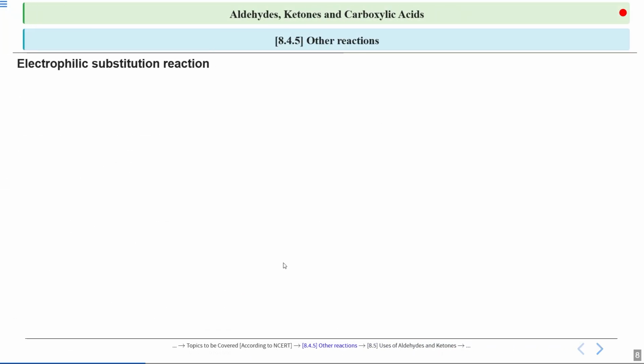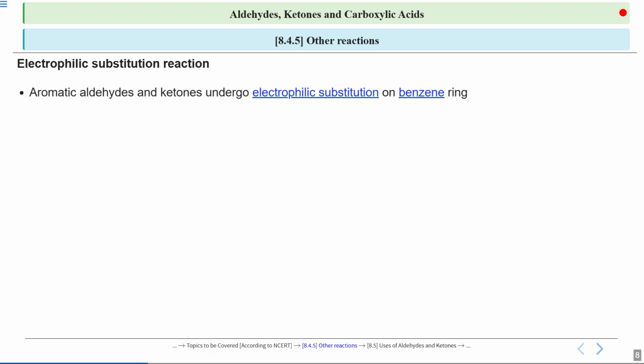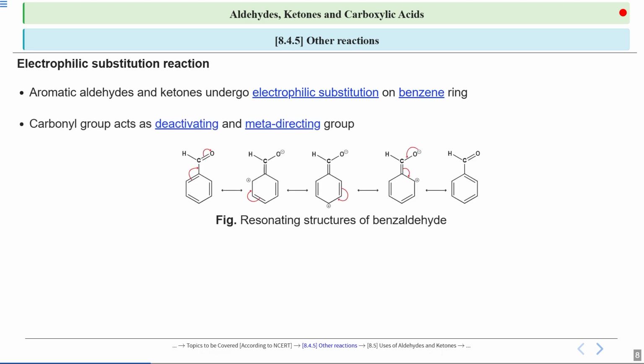Now let's move towards the electrophilic substitution reaction. We will see this in the case of aldehydes and ketones. Aromatic aldehydes and ketones can undergo electrophilic substitution on the benzene ring. So what is happening in this? The carbonyl group in these compounds acts as a deactivating and meta-directing group.